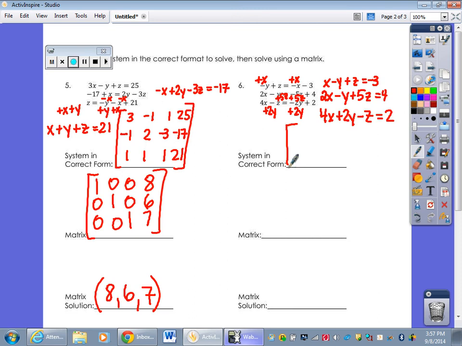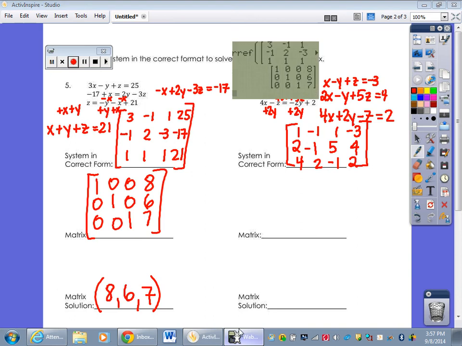So now our system is 1, negative 1, 1, negative 3, 3, and 2, negative 1, 5, 4, and 4, 2, negative 1, 2. Guess I'm putting these in the wrong box. Oops. Okay, let's get the solution.